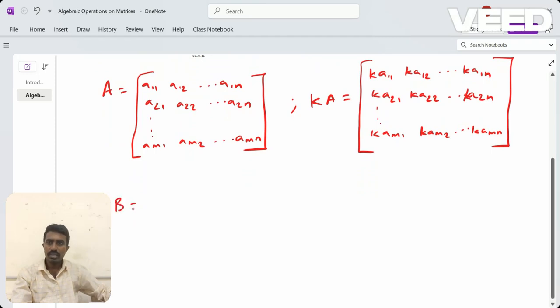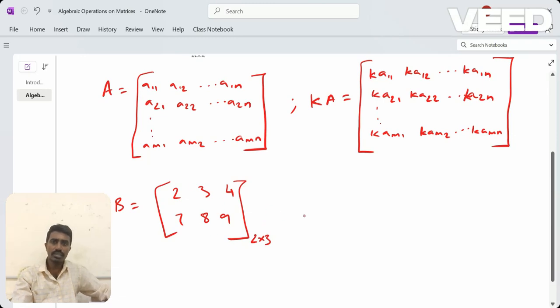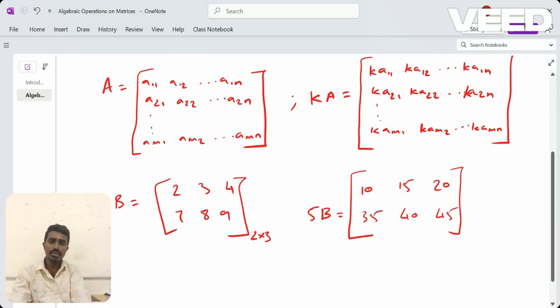Again, consider another matrix B equal to 2, 3, 4, 7, 8, 9. This matrix's order is 2 by 3 because there are 2 rows and 3 columns. For example, 5B equals multiplying 5 with each and every element of B. So 2 times 5 is 10, 15, 20, and then 35, 40, 45. So this is the scalar multiplication of a matrix.